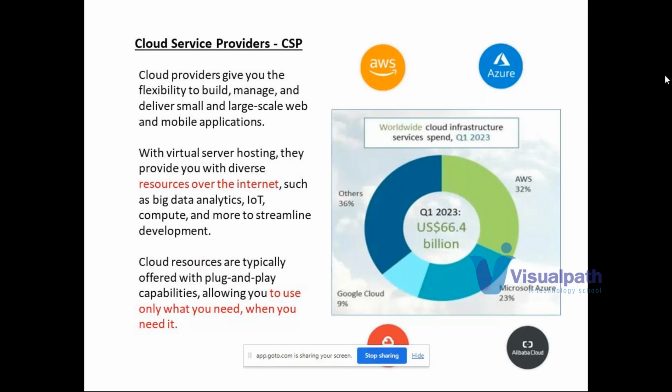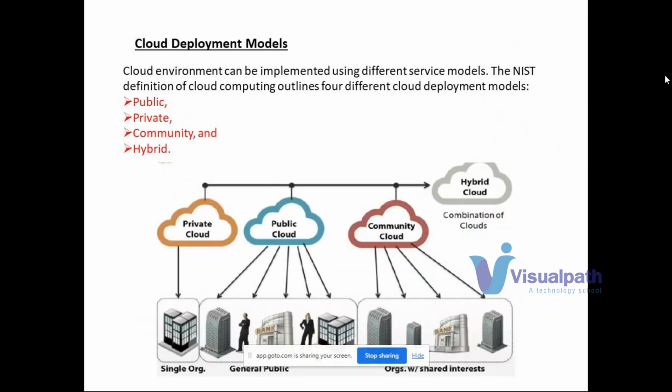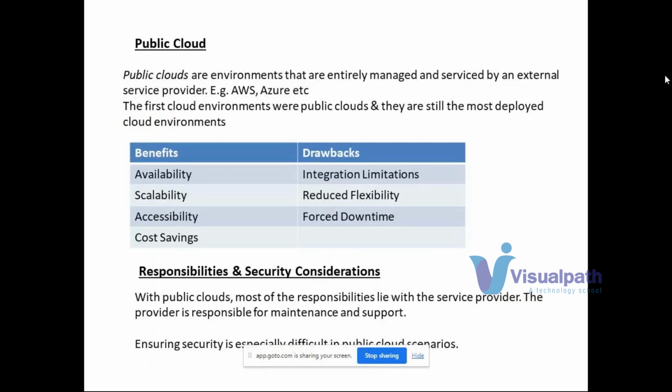I covered till here CSP, and I was here on cloud deployment models. So we have four types of cloud deployment models. There are public, private, community, and hybrid. And the first one is public cloud. Whenever you talk about cloud, people only think about public cloud. That's the only thing that comes to mind, that everything is available in cloud and we just have to go and use those services. And that is true also, because public cloud is mostly used in the market. Maximum companies use public cloud.